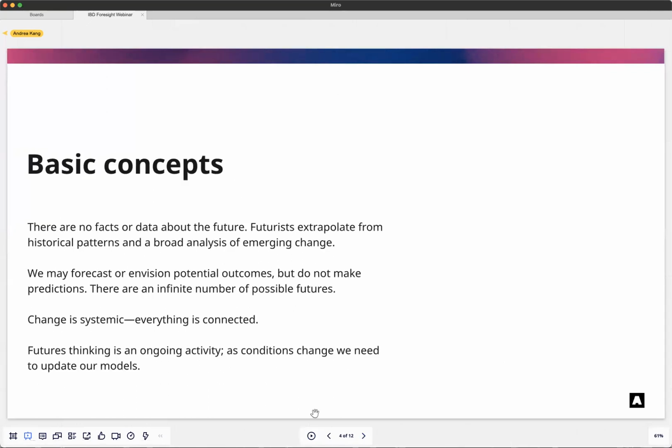So there are some basic concepts that I think are important to get out of the way. The first is that there are no facts or data about the future. This is absolutely true, and I will stand by it. So what futurists do is they extrapolate from historical patterns and a broad analysis of emerging change. The only thing we can do as humans is look backward and think about what's happened and what that means for where things are going.